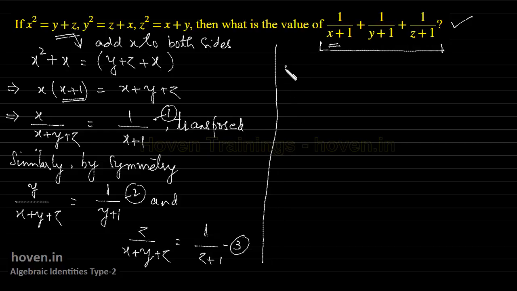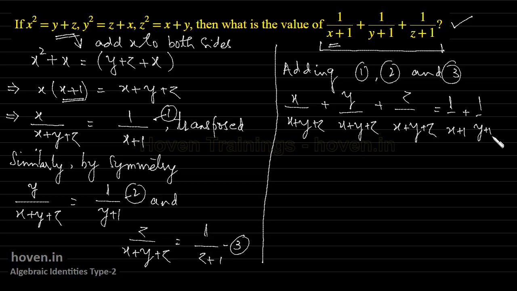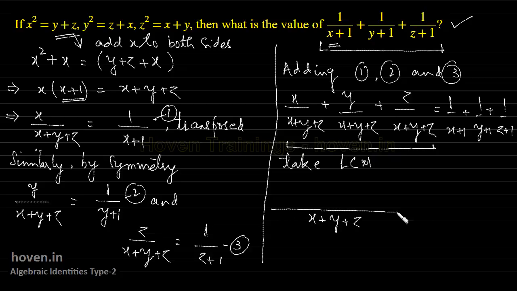So adding 1, 2 and 3. What do we get? x by x plus y plus z plus y by x plus y plus z plus z by x plus y plus z is equal to 1 by x plus 1 plus 1 by y plus 1 plus 1 by z plus 1. So basically it is about taking the LCM, and what do we finally get? x plus y plus z by x plus y plus z, which is equal to 1. So answer is 1.